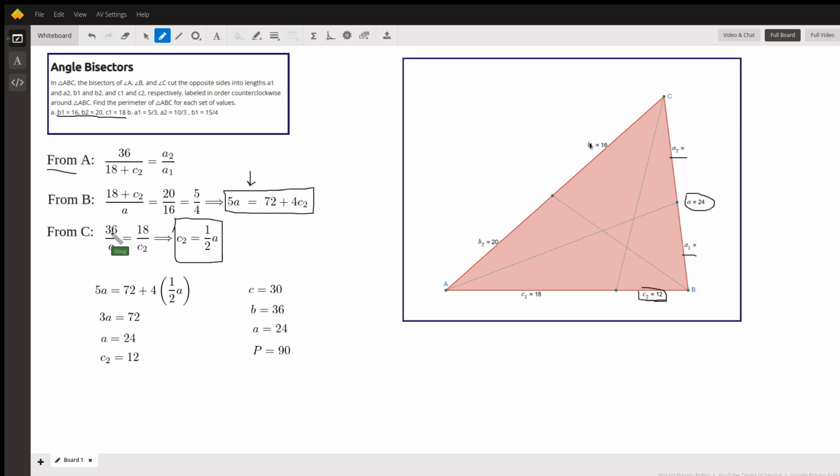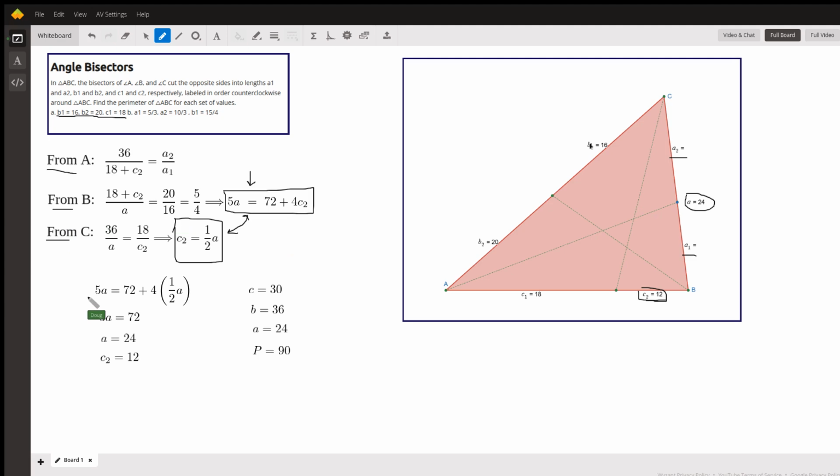And from C, this angle bisector sets up the proportion. This leg is 36. This side or leg is A, and that divides it into 18 over C sub 2. And then you might notice these two equations right here contain two variables. So we've got two equations, two unknowns. We can solve for A and C sub 2 just using these two equations.